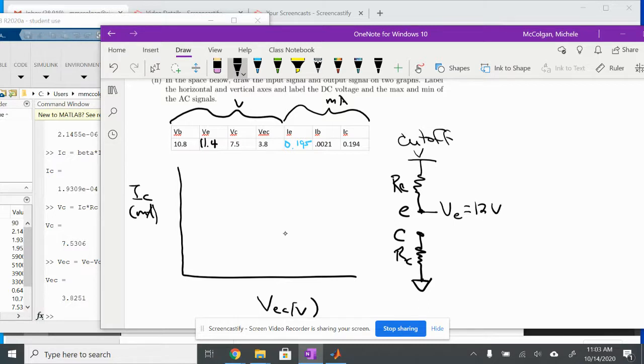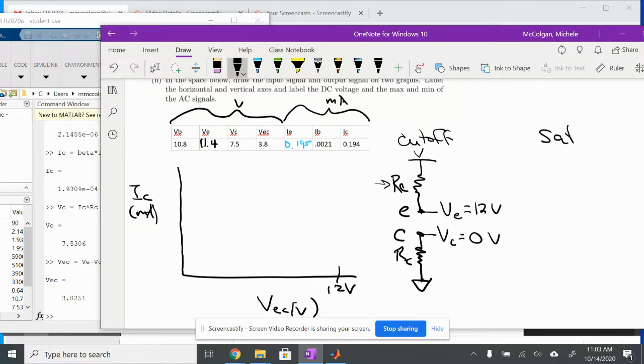The reason that's true is because if there's no current that flows, there can be no voltage drop across RE. I haven't lost any voltage when I get to E, so it's still at 12 volts. The same is true at C. There's nowhere for current to flow, so I have no voltage drop across RC. So at C, my VC has to equal 0 because it's connected to the ground. So that means that my VEC has got to be 12 volts. That's the max value that I can have.